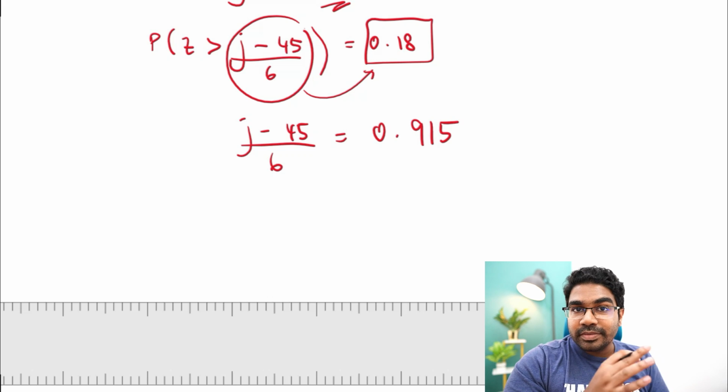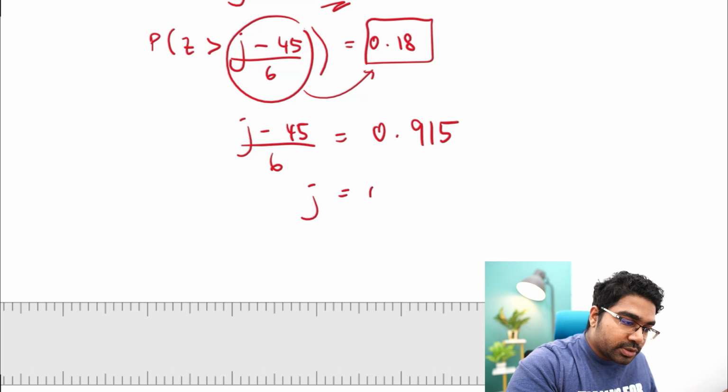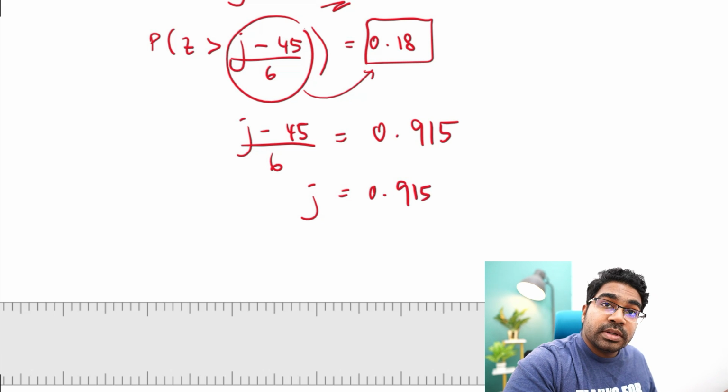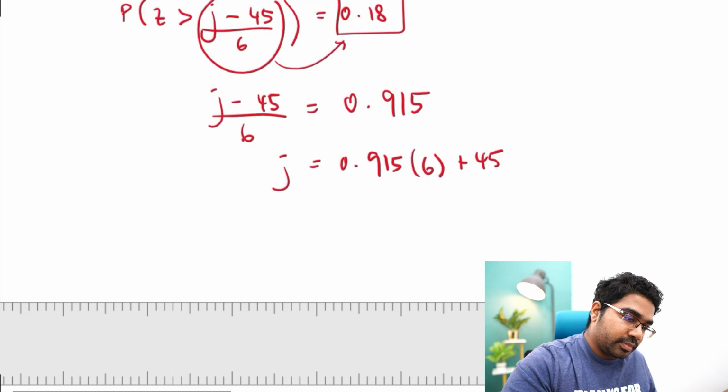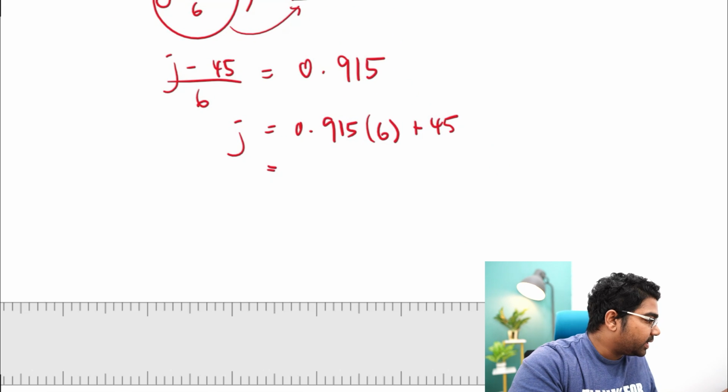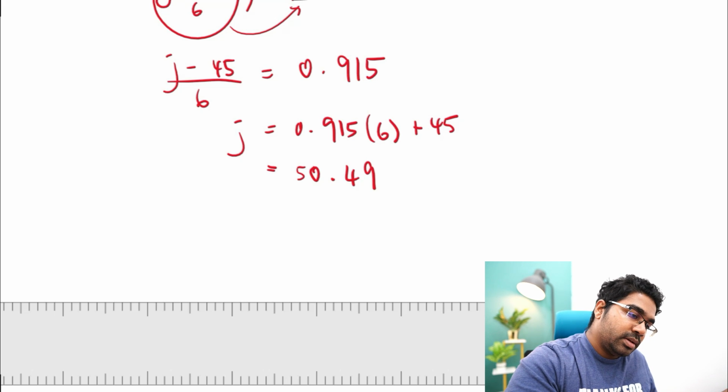So now I can find the value of J. So J will be equal to 0.915 times 6 plus 45. And so the value that we get here is 50.49 kg.